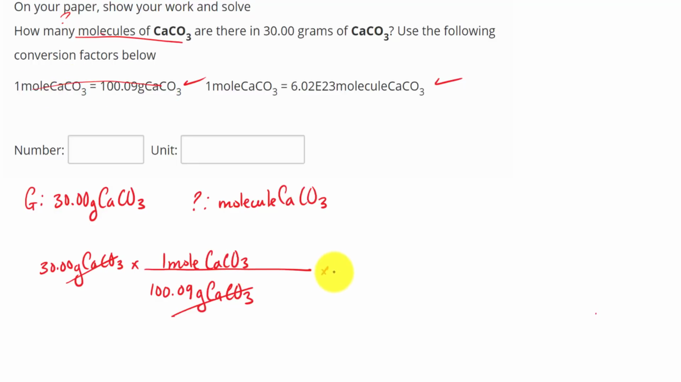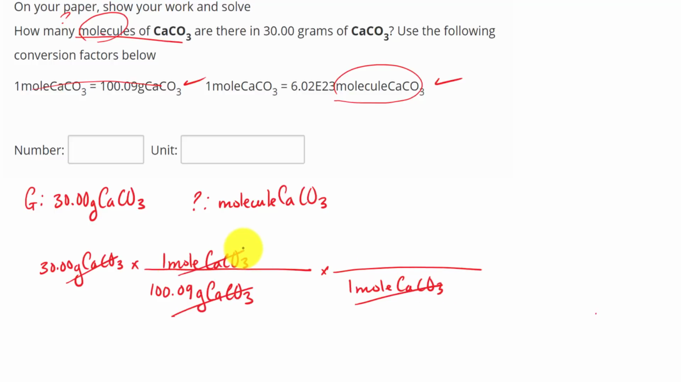Let's move on to the next conversion factor. And notice how this one now gives us mole. And then the next conversion factor has molecules in it, which is exactly what we're looking for. So here is mole. So we need to cancel that mole. So 1 mole of calcium carbonate is on the bottom, and that cancels out. And the remaining part must be on top: 6.02 E23 molecules of calcium carbonate.